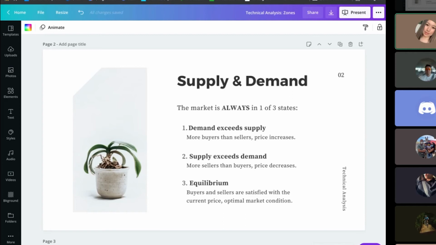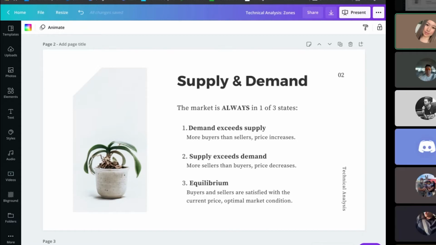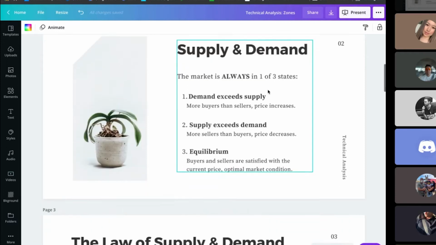Prices will start to increase as people start to buy more. And as supply exceeds demand, then more sellers than buyers will come in and the price will decrease, causing the stock to drop. And when the market is in equilibrium, buyers and sellers are satisfied with the current price. And this is the optimal market condition where you see consolidations or at least stocks basing, because both buyers and sellers are happy with the price and are free to buy and sell at a certain price level.